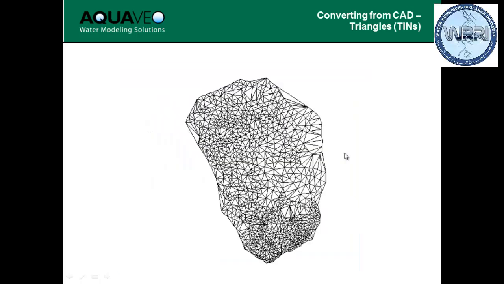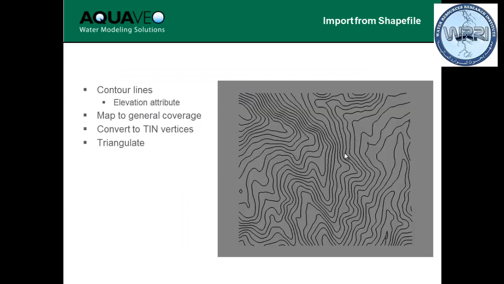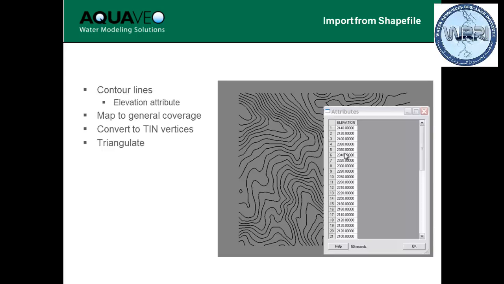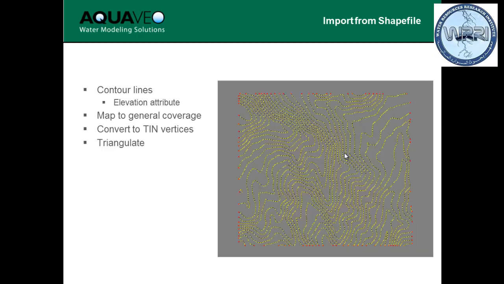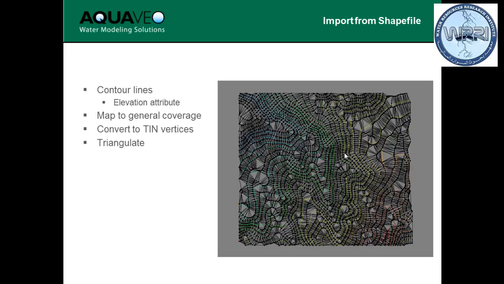So you can also, if I have a shape file with contour data, read in a shape file, so GIS data, and let's say each contour has an elevation value. I can create feature objects out of that and then convert the feature objects to a TIN.